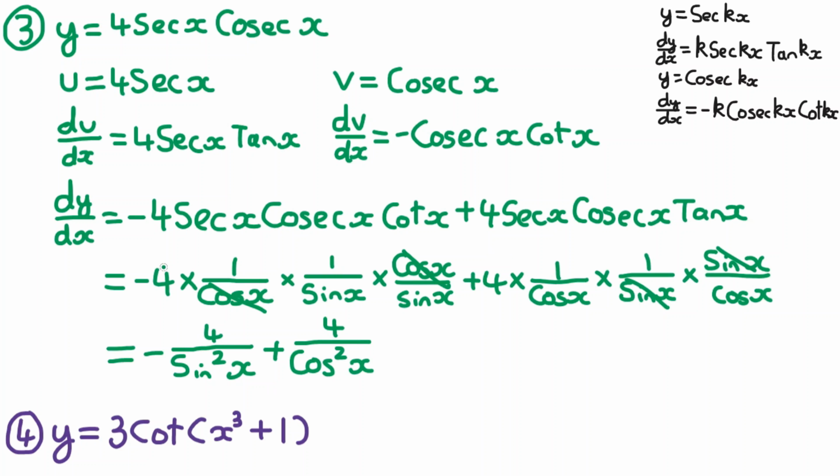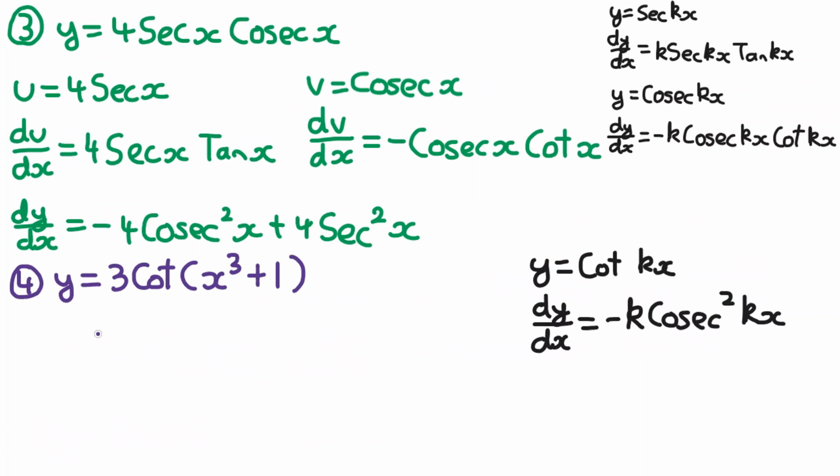And we can write this here, we brought this 4 into the numerator here, we can write this as minus 4 cosec squared of x, and then we can write this here as plus 4 sec squared of x. So this is the simplified version of dy over dx.